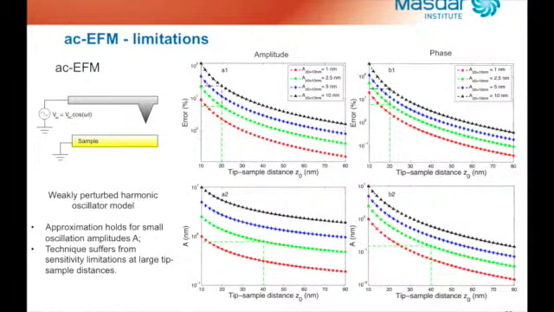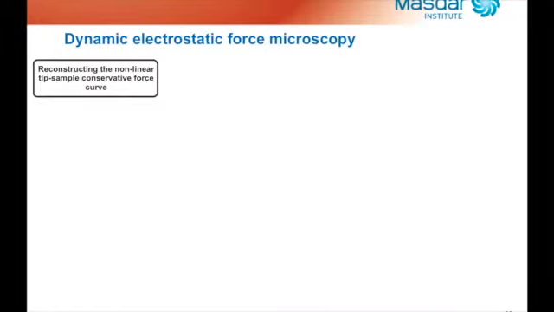In order to quantify and analyze these limitations, I have developed a simple model that shows that the approximation used in order to obtain experimental results with the AC-EFM technique holds only for very small oscillation amplitudes, and that the technique also suffers from sensitivity limitations at large tip-sample distances. So we have limitations coming from both techniques, and what I decided was to develop an alternative technique.